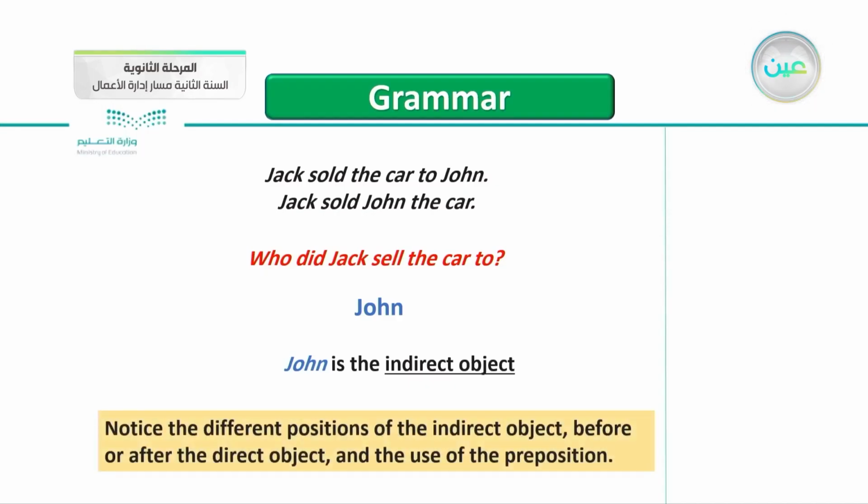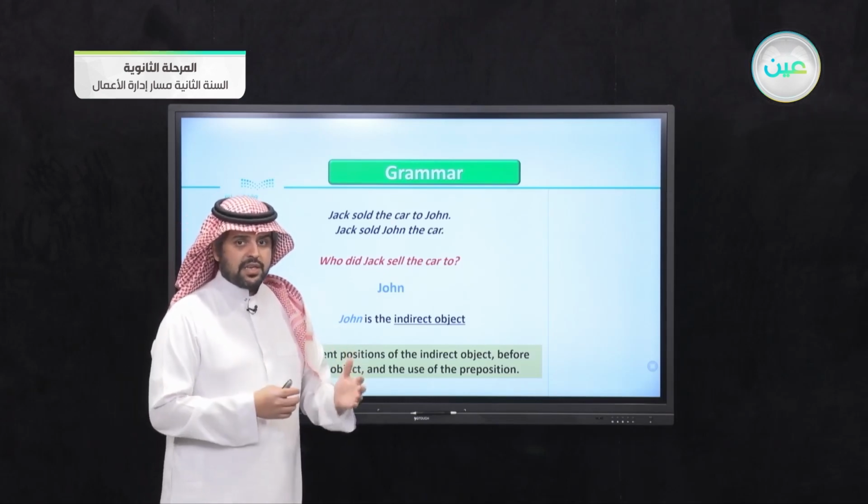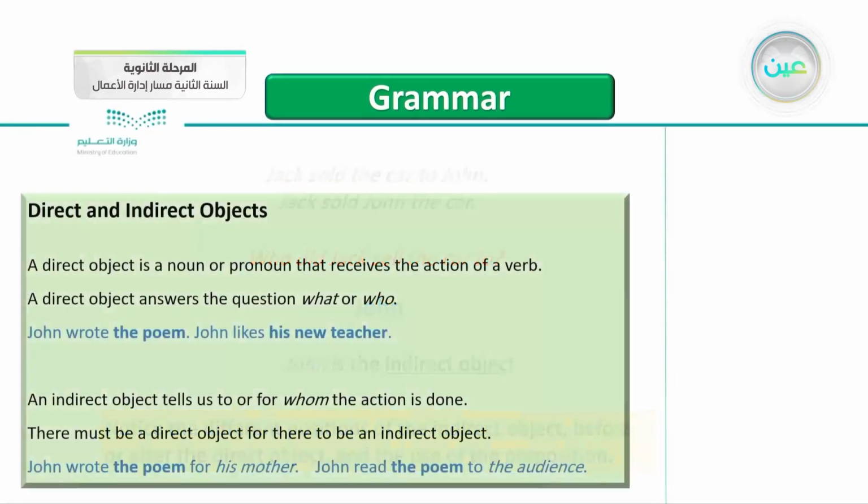Notice the different positions of the indirect object, before or after the direct object, and the use of the preposition. We notice here, Jack sold the car to John. Notice the indirect object John here is at the end of the sentence. And the second, Jack sold John the car. So when we remove the preposition to, the indirect object changes its position in the sentence. We'll be studying more about that now. Here, direct and indirect objects.